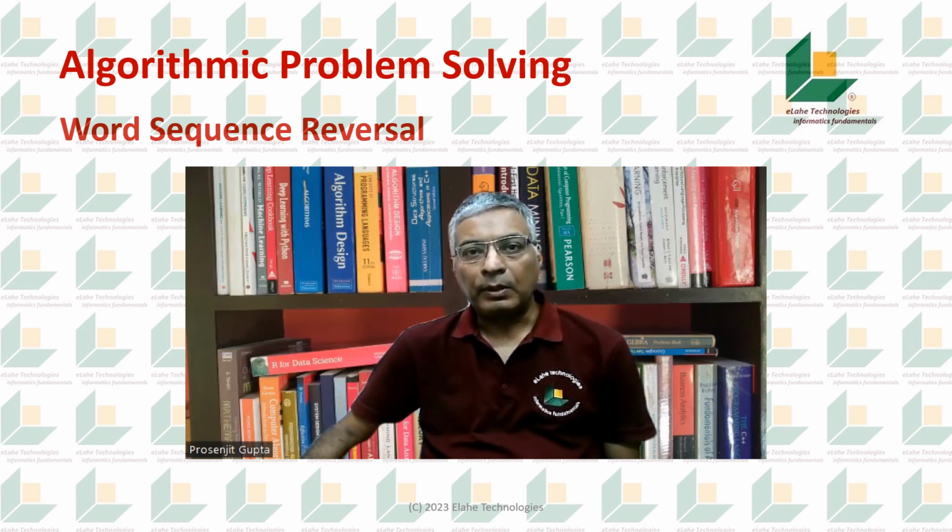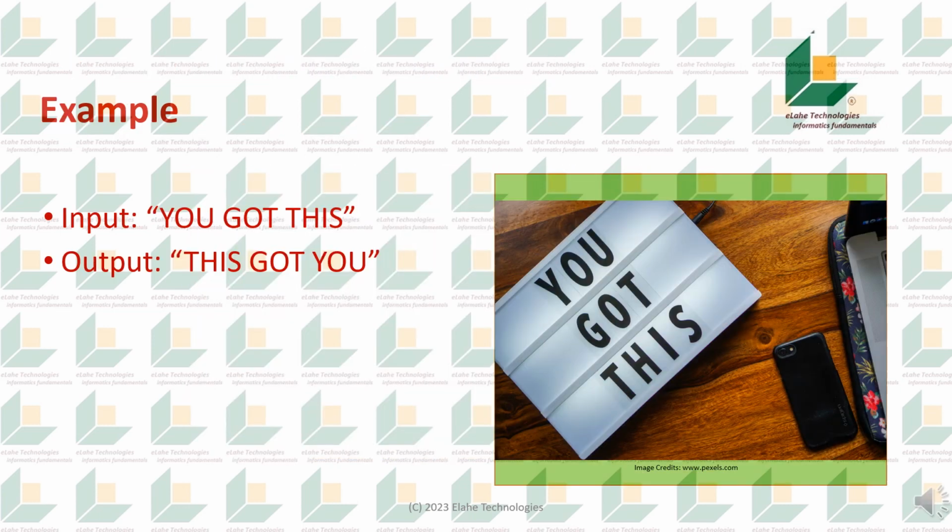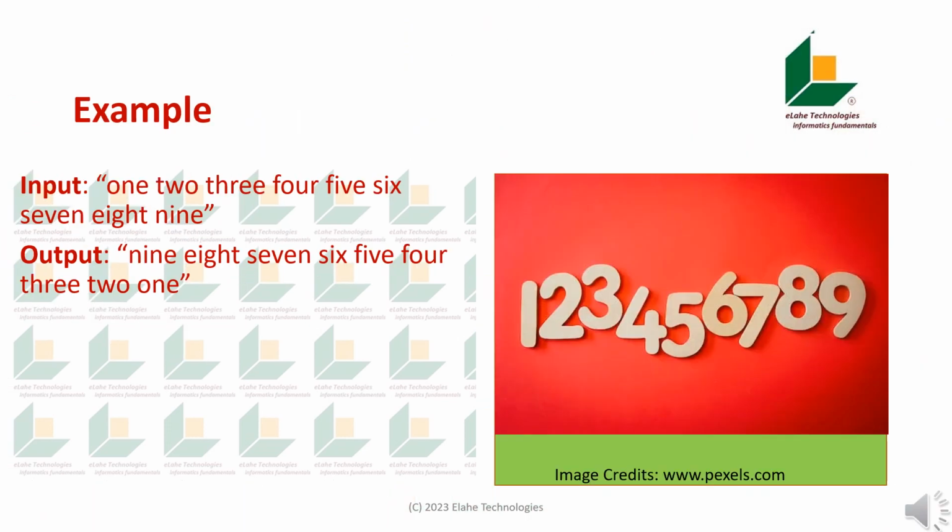Here we look at the problem of reversing the sequence of words in a sentence. For example, for the input "you got this", the required output is "this got you". As another example, consider the input 1 2 3 4 5 6 7 8 9. The corresponding output is 9 8 7 6 5 4 3 2 1.